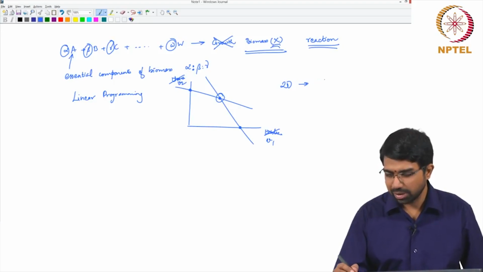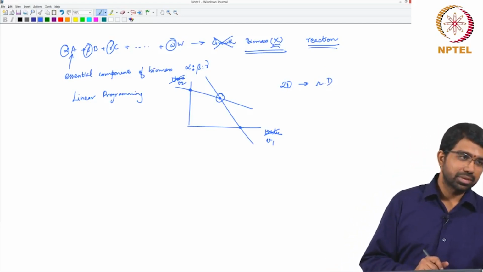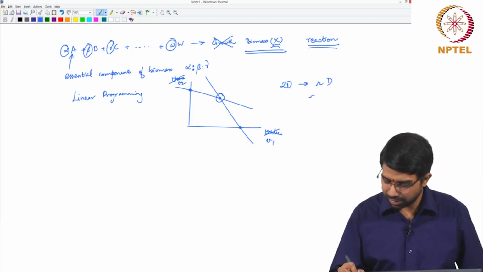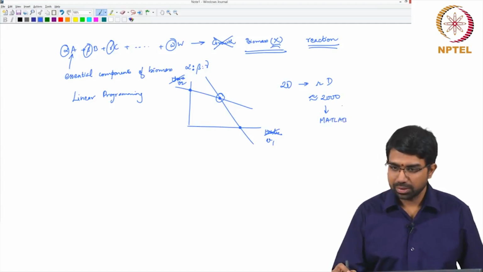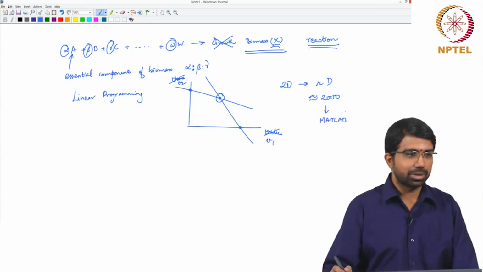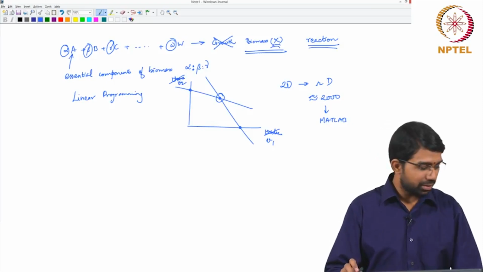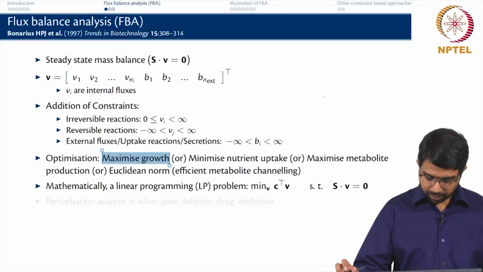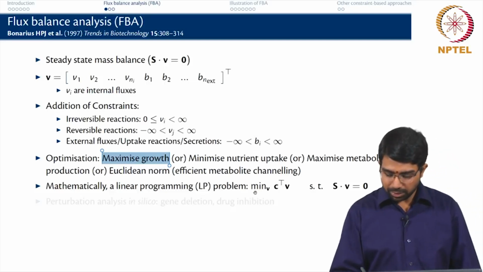a problem that is much larger, right. It is R dimensions, and roughly 2000 dimensions, which means you need MATLAB or some other tool to solve it, a good LP, linear programming solver. But this is much the same problem as the linear programming you studied in school, right. So this is mathematically a linear programming problem.